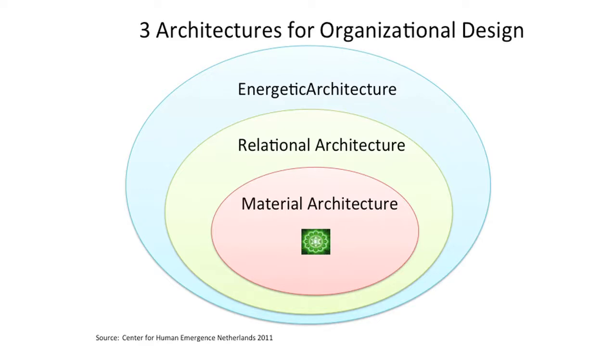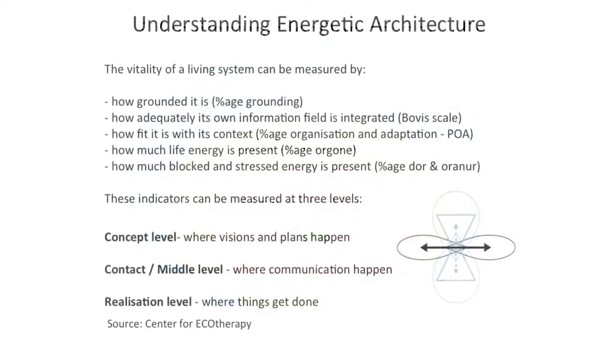Remember these different elements of the energetic architecture that have come out of this practice developed by the Center for Ecotherapy in the Netherlands. So grounding, how grounded it is, how much its information, how much its ideas are integrated into the realization, how fit it is in its context, how fit the organization is in its context, how much life energy is in the system, and how much blocked and stressed energy. And we looked at those existing at these three levels. At the concept level, where ideas are made in the organization, at realization level, where stuff is turned into action and product, and then at that middle level, where communication takes place internally and externally in the organization.